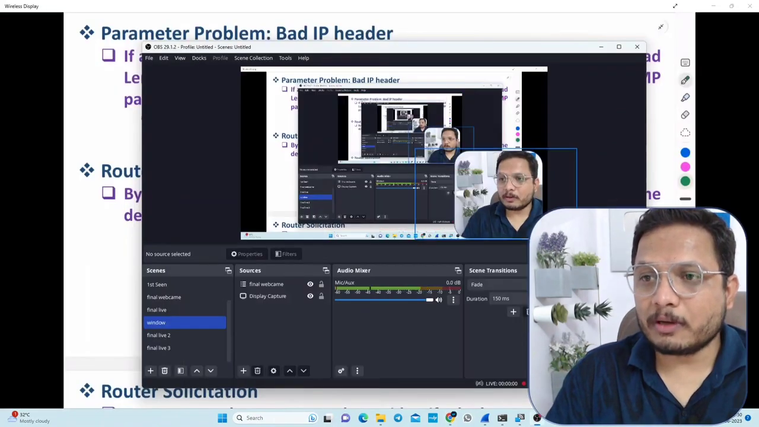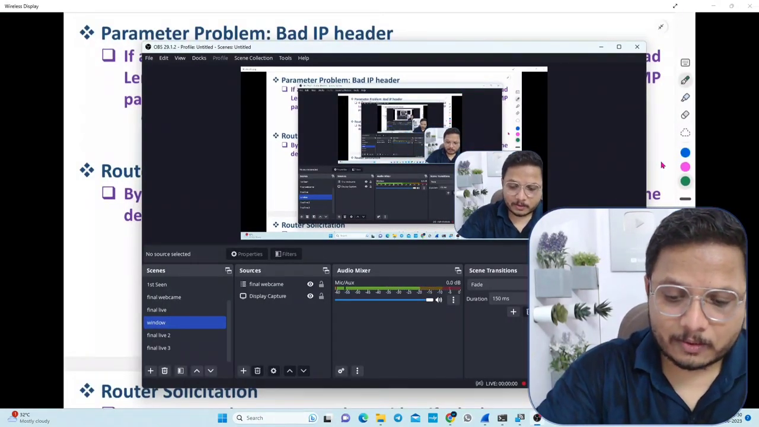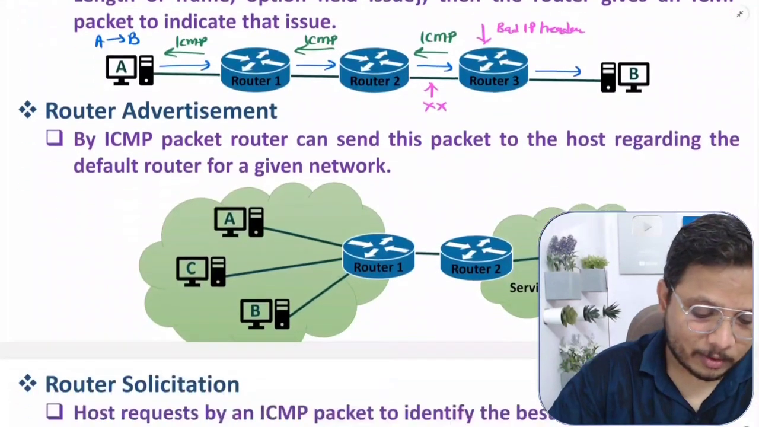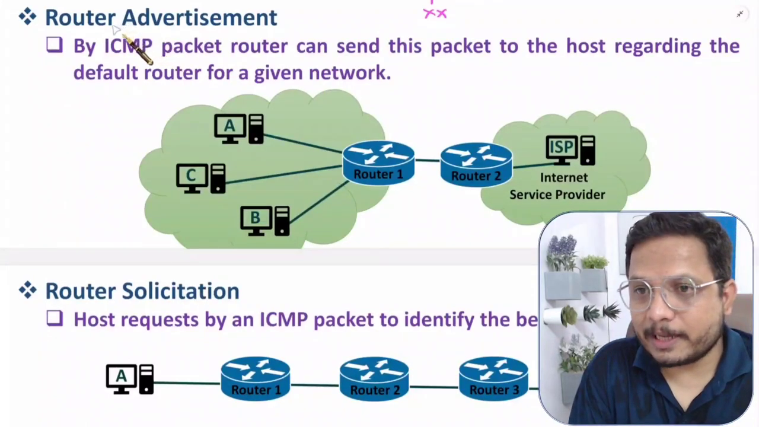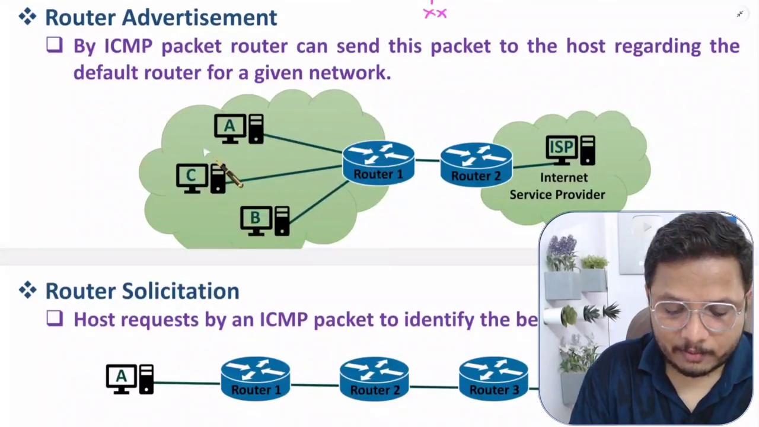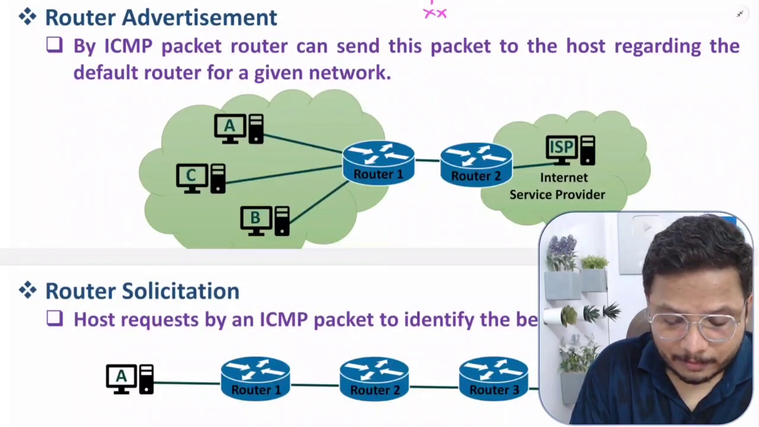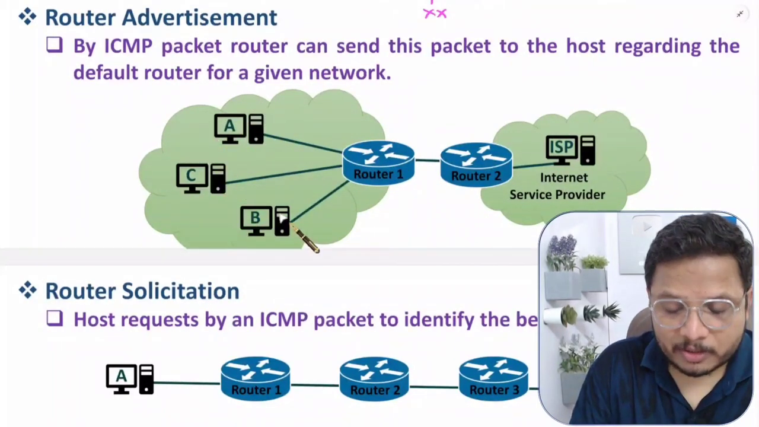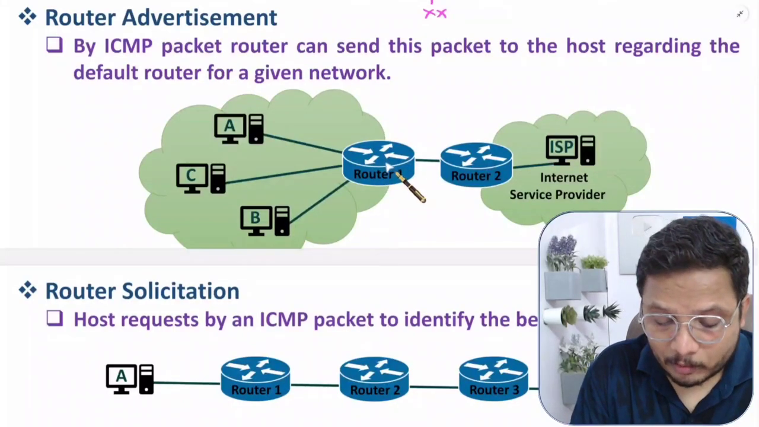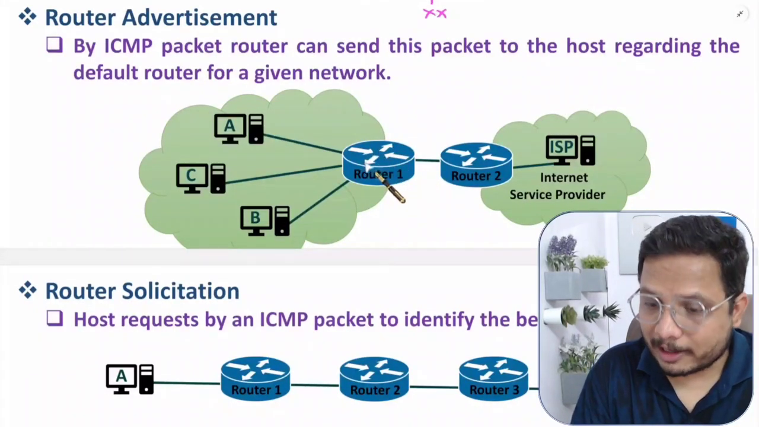Now let me show you another parameter, so that gives you more clarity. Router advertisement, which I have already explained, right? For example, in this network, let us say the router knows that hosts have the best possible route via router one. Then router one will do what? Router one will do advertisement.